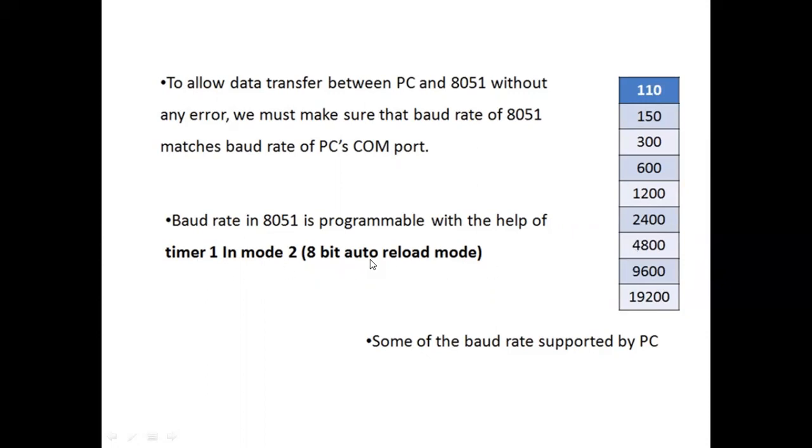So if we want that baud rate, we are loading some value, -3 or -6, or in decimal, or FA and FAH, to the TH1 register, so that it can generate the baud rate depending on this one. So you have to initialize the timer values to generate the baud rate.